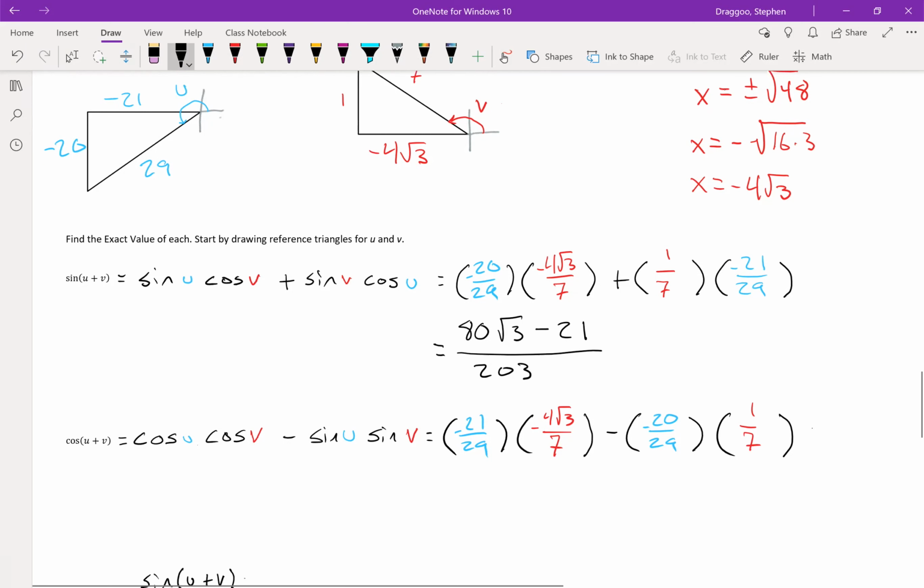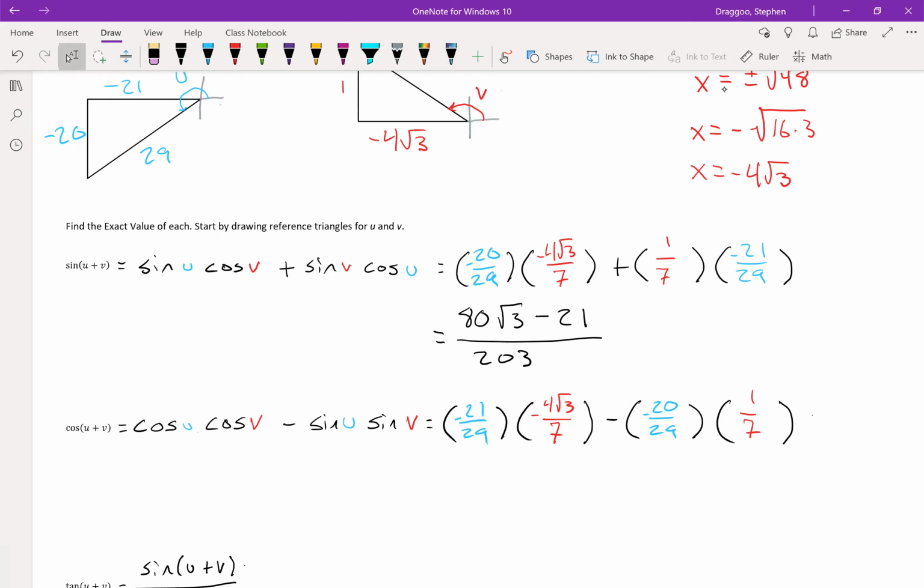And this can simplify a bit. Looks like it's positive 84 square root of 3 minus a negative 20. All of that over 203.